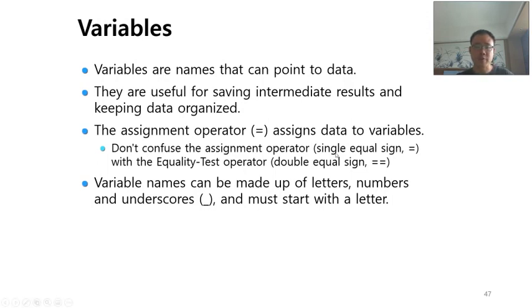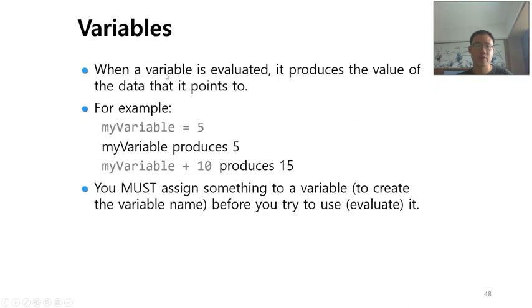Yeah, we talked about the difference between the single equal sign and double equal sign. Variable names can be made up of letters, numbers, and underscores. But remember, it cannot start with numbers, okay? Variable names should start with a letter. When a variable is evaluated, it produces the value of the data that it points to. For example, if you assign my_variable equals 5, and then you type my_variable plus 5, it will give you a 10. You can try it by yourself. So you must assign something to a variable to create the variable name before you try to use it.